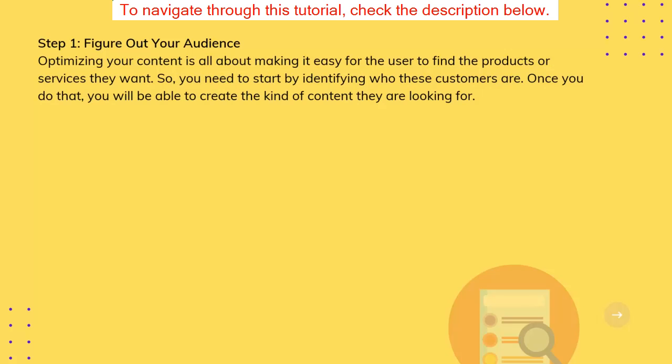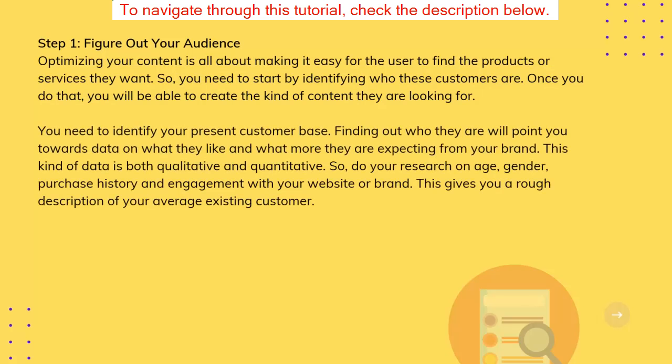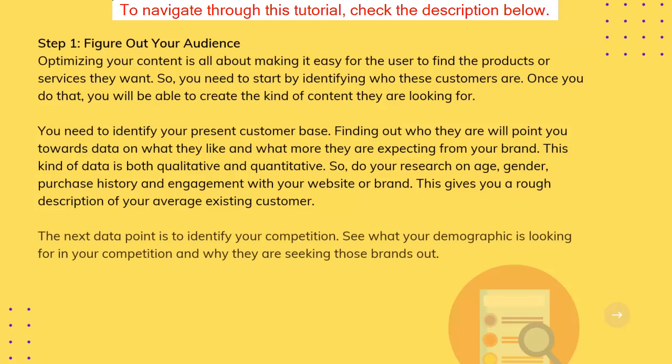You need to identify your present customer base. Finding out who they are will point you towards data on what they like and what more they are expecting from your brand. This kind of data is both qualitative and quantitative. So do your research on age, gender, purchase history, and engagement with your website or brand. This gives you a rough description of your average existing customer. The next data point is to identify your competition. See what your demographic is looking for in your competition and why they are seeking those brands out.